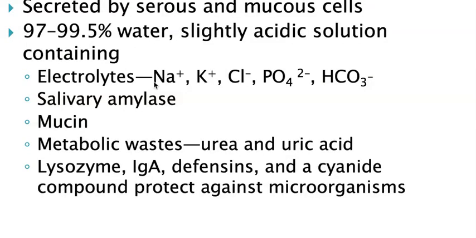Saliva taken together has a bunch of different substances in it. We see a lot of things that we're going to see through the rest of the semester in any secretion. So secretions are produced from plasma. So anything in plasma is going to be in the secretions. So we see water, electrolytes from the plasma. You see metabolic wastes like urea, uric acid. We also see, we talked about salivary amylase, mucin, which helps to lubricate the food. And then we see a couple of things to help protect against microorganisms, some lysozyme, IgA, defensins, cyanide to prevent bacterial growth in the mouth.